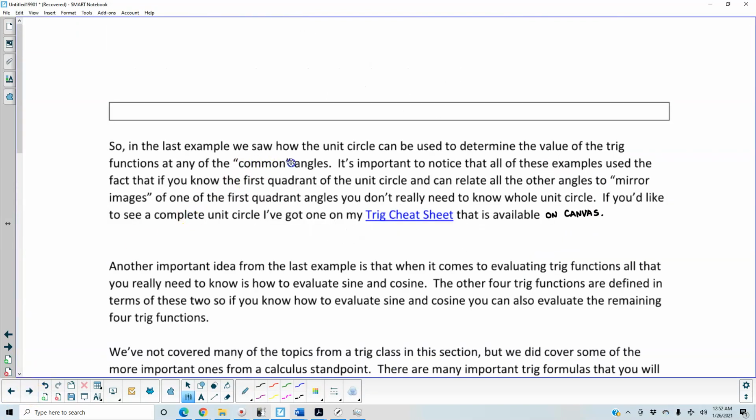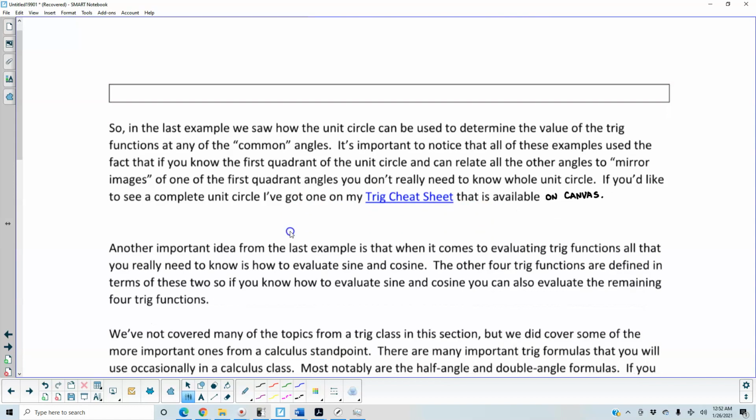So in the last example, we saw how the unit circle can be used to determine the value of the trig functions at any of the common angles. It's important to notice that all these examples use the fact that if you know the first quadrant of the unit circle and can relate all the other angles to mirror images of one of the first quadrant angles, you don't really need to know the whole unit circle. If you'd like to see the complete unit circle, I've got one on my Trig cheat sheet that is available on Canvas.